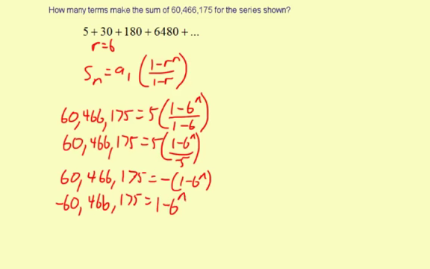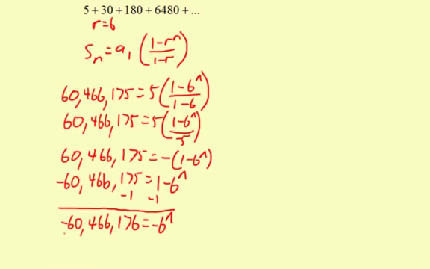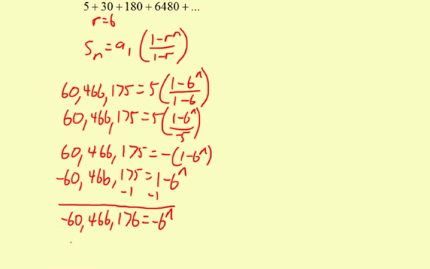So we're going to try and get this 6 to the n by itself, and then we'll solve for the n. Subtract 1 from both sides. That's going to give negative 60,466,176 equals negative 6 to the n. And divide by negative 1, because we have a negative on both sides. 60,466,176 equals 6 to the n.